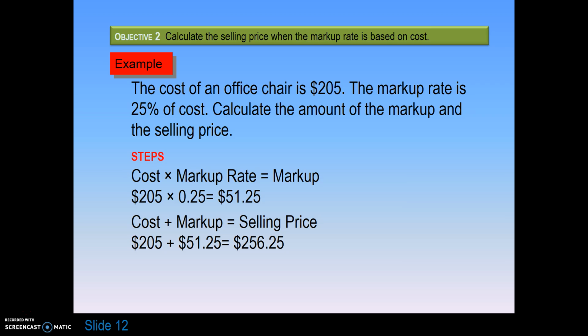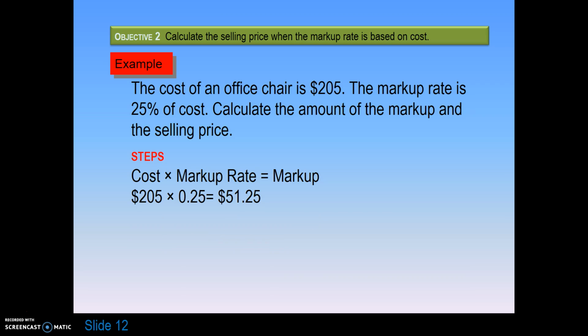So the cost of an office chair is $205. The markup rate is 25% of the cost. Calculate the amount of the markup and the selling price. We're going to take cost times our markup rate, which is our markup. So 205 times 25%, or 0.25 in decimal format, is 51.25. Cost plus markup is your selling price, so 205 plus 51.25.